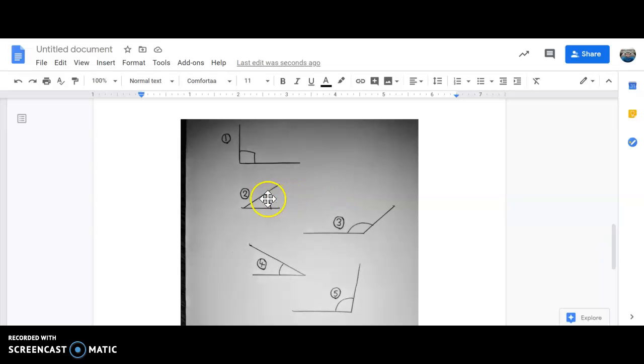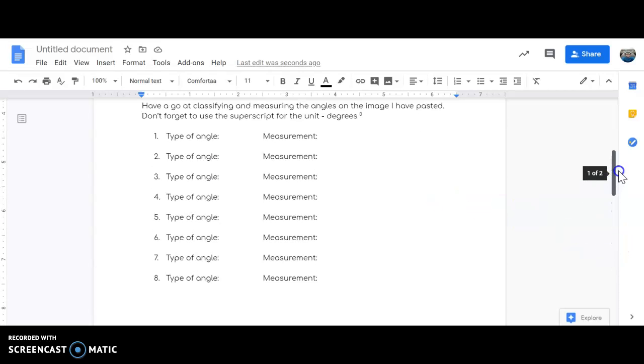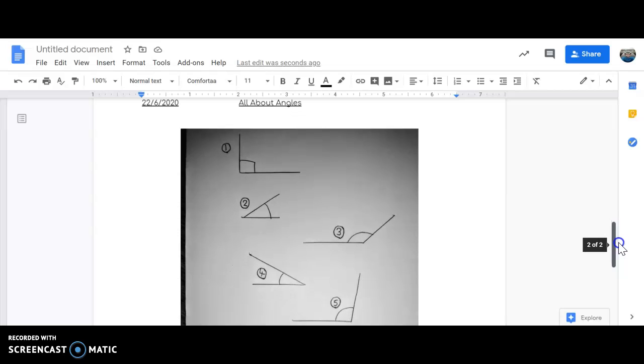Now, look, there's the curvy line. Is it more than 90 degrees or less than 90 degrees? Decide what type of angle it is first. And then once you've decided that, you can type in what type of angle up here. And then you can measure it either on the screen or print it out. Have a go at measuring it. Line your protractor up with the horizontal line and measure from the right up for the amount of turn.